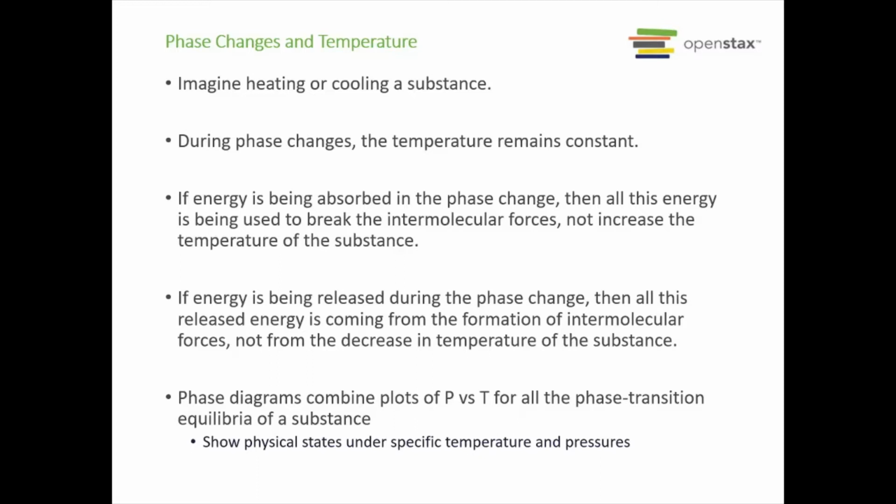Now, if energy is being released during the phase change, then all this released energy is coming from the formation of intermolecular forces, not from the decrease in temperature. So you saw what a heating curve looks like, where we are breaking bonds and energy is being absorbed. But a cooling curve is going to look somewhat like this. It's literally the opposite of a heating curve. Instead, energy is being released during this phase change.